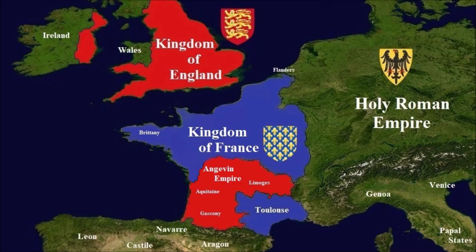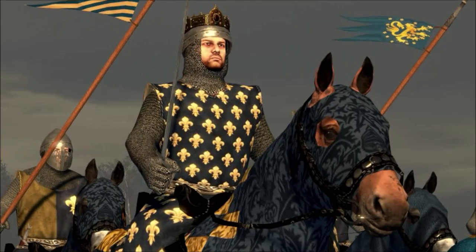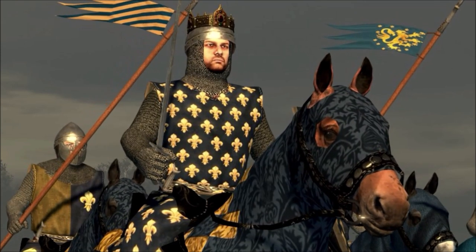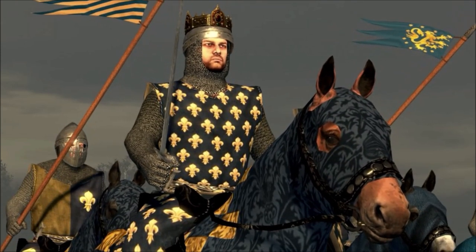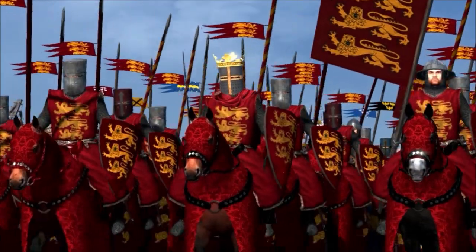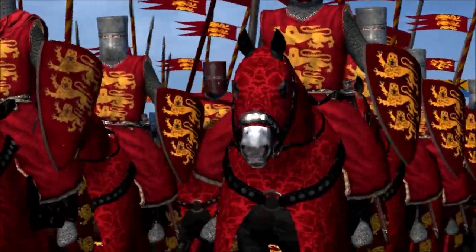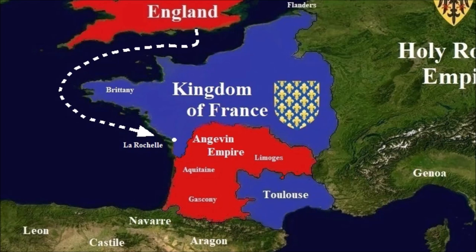For successfully extending the borders of France, these conquests earned Philip the nickname Philip Augustus. Pushed by his barons, John launched an invasion of northern France in 1206, attempting to retake these lands. He landed with his army at La Rochelle, but the campaign was a disaster, and John eventually bargained for a two-year truce.